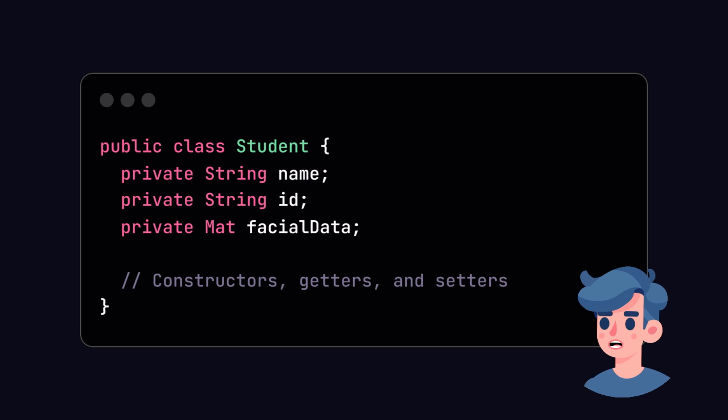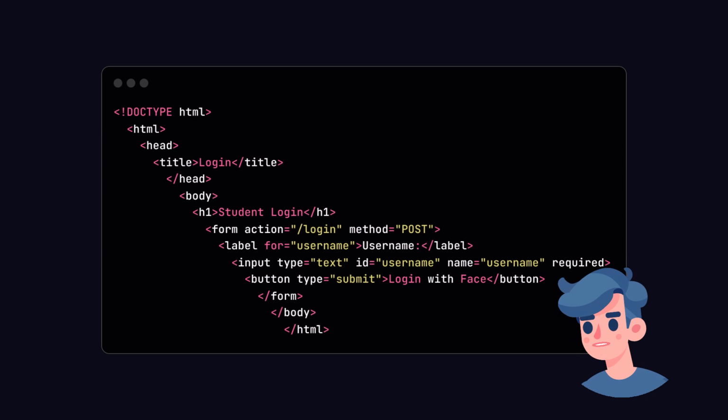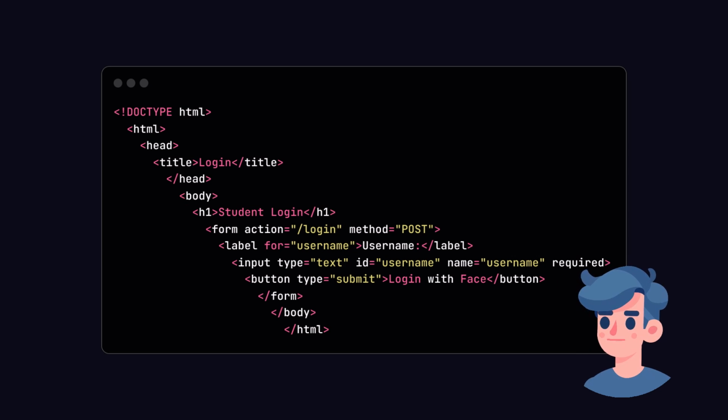Let's now create a student profile that will hold facial data. We can represent a student with a simple Java class named Student. Next, we'll implement a method to save the student's facial data once they register. This data will be associated with their profile. You can create a method called registerStudent. Before we add database functionality, let us integrate our facial recognition features with a web interface.